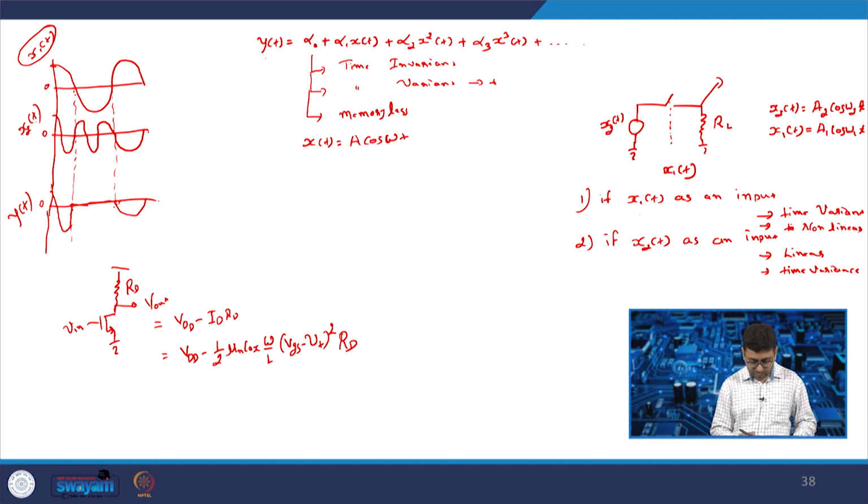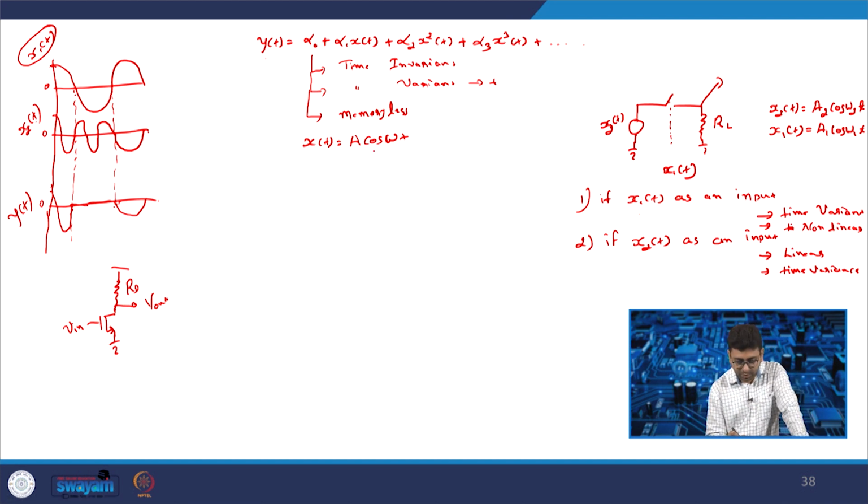I will try to delete this. So, now we just put cos omega t in this equation. What we will get, if we do not consider the DC term, is alpha 1 A cos omega t plus alpha 2 A square cos square omega t plus alpha 3 A cube cos cube omega t.